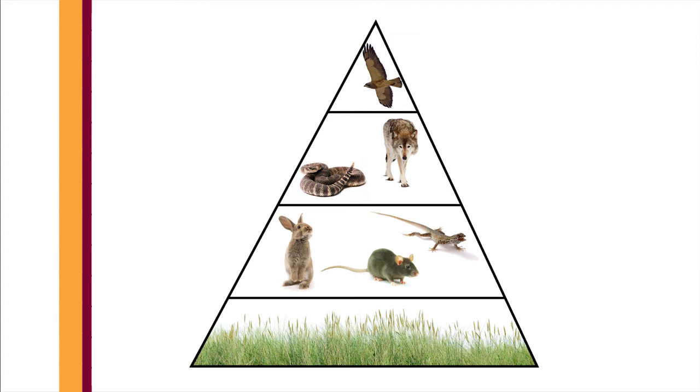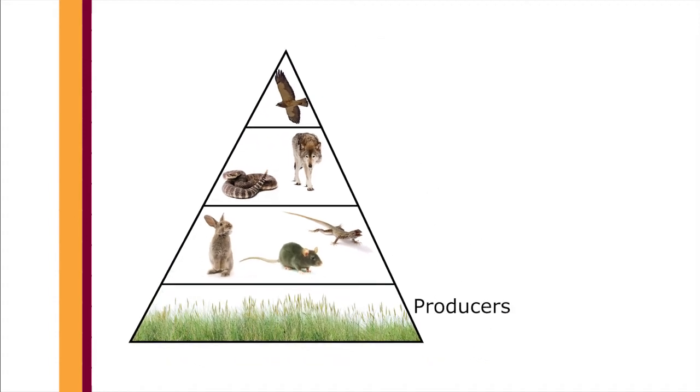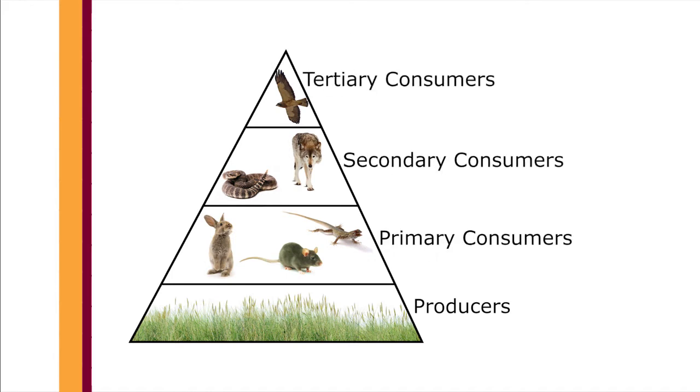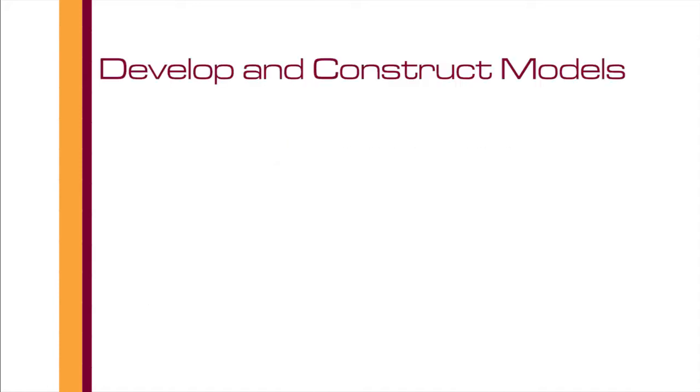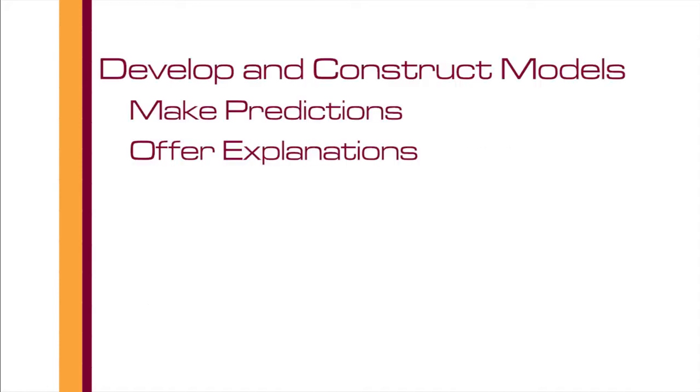These models are useful illustrations for conveying material to students, but they are also easy to develop and construct as student activities. For example, students may be asked to compose a list of organisms from their local ecosystem. Once representative samples of producers, primary, secondary, and tertiary consumers are identified, students may be asked to construct a food web or energy pyramid with those organisms.